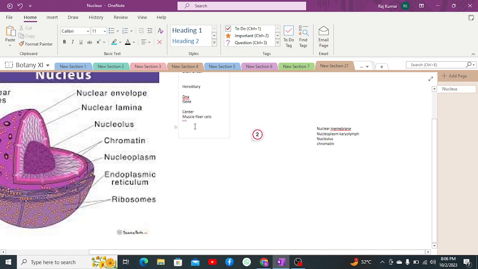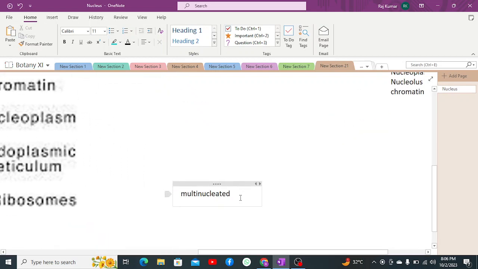Muscle fibers are multinucleated. Why? Because they require a high amount of commands in order to perform several metabolic activities, as they are involved in contraction and relaxation in order to perform locomotion within the body. So these are multinucleated, and we can also call them poenocytic. Poenocytic cells are multinucleated cells, for example muscle fiber cells.